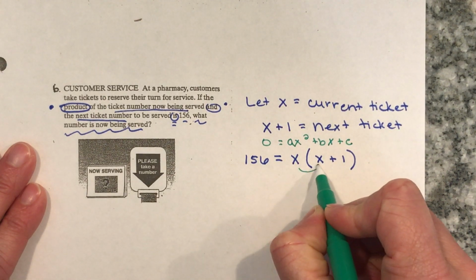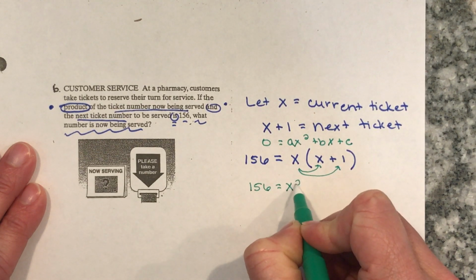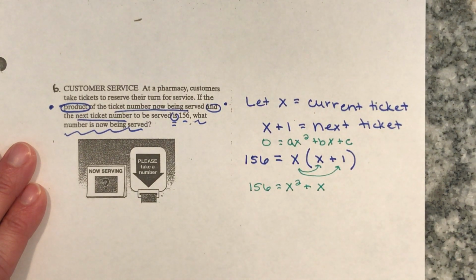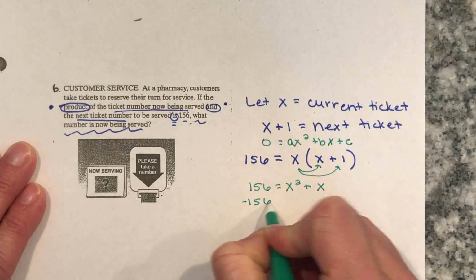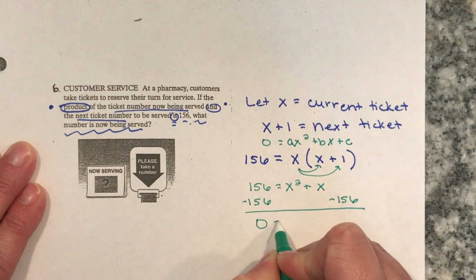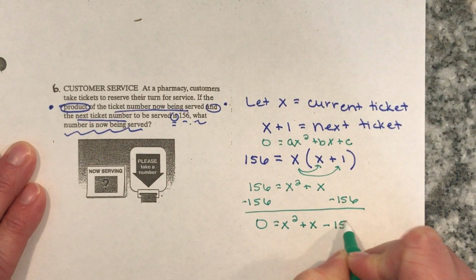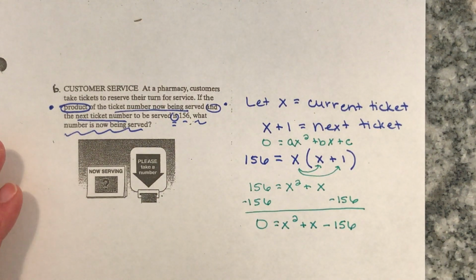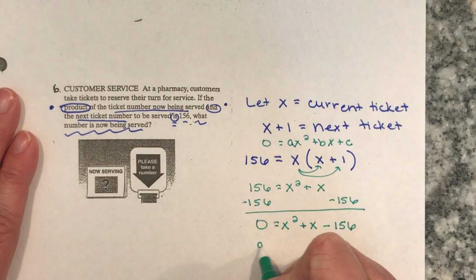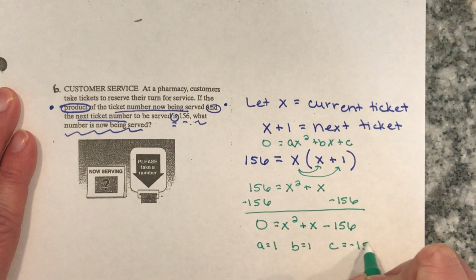So we'd want to distribute x, so we get 156 equals x squared plus x. And then we want to get it set equal to 0, so we would move the 156 to the other side. So now we have 0 equals x squared plus x minus 156. Now it's in standard form and it's set equal to 0. Now we can look at factoring it. So a is 1, b is 1, and c is negative 156.